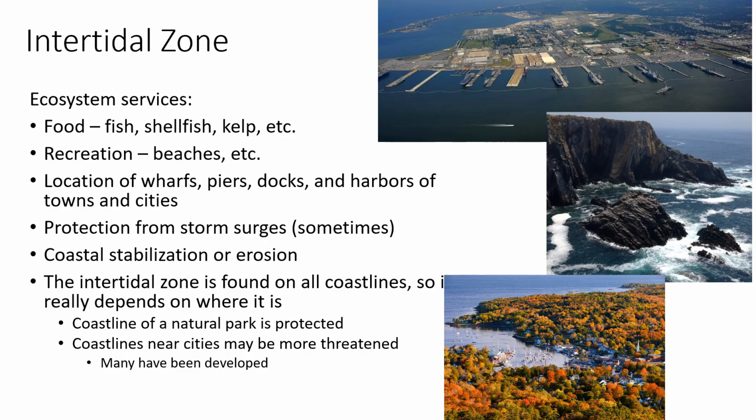Sometimes the intertidal zone can protect us from storm surges, so something like a barrier island or a sandbar can protect from storm surges, coastal stabilization, and again, it really depends on how well protected that area is, or how protected from development that area is. Some place that is very harsh is not going to be developed as much as some place that's very accessible. And then some places kind of find a happy medium between keeping a lot of the natural landscape and development.